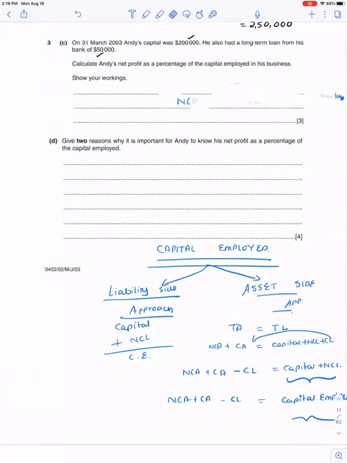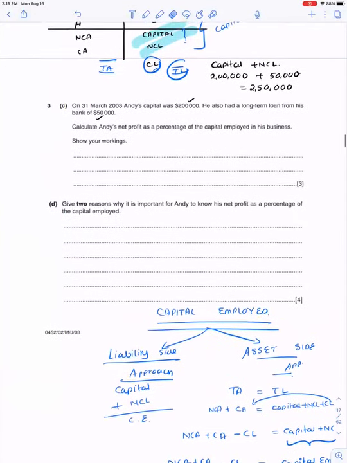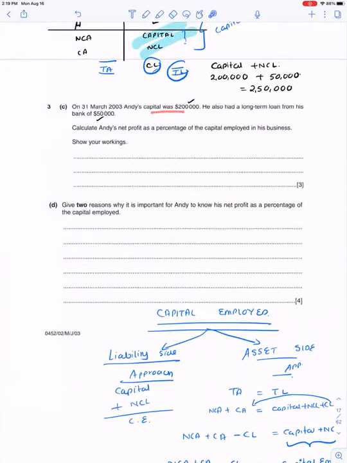Now, since you already know about capital employed, Andy's capital was 2 lakh, non-current liability, long-term loan is 50,000. You want to calculate Andy's net profit as a percentage of capital employed. This is also called the return on capital employed.